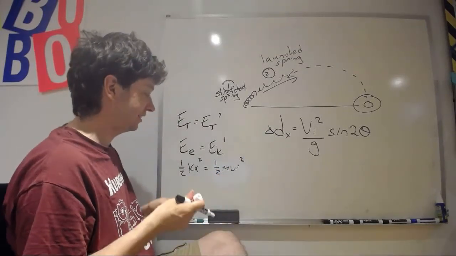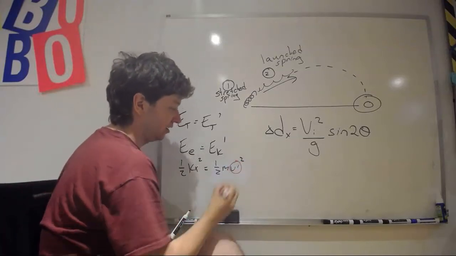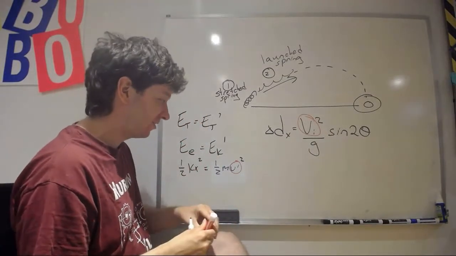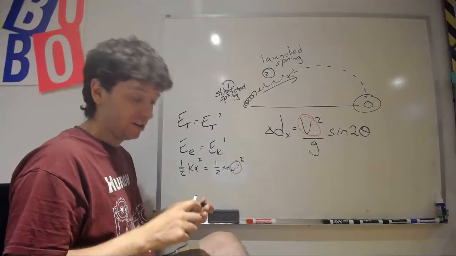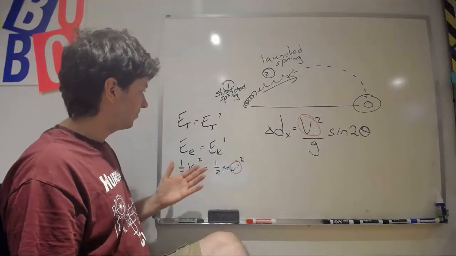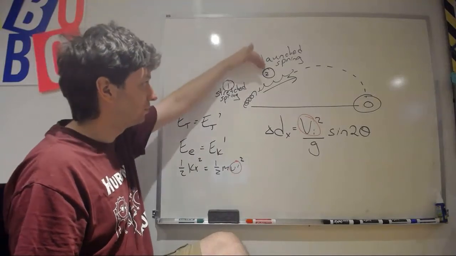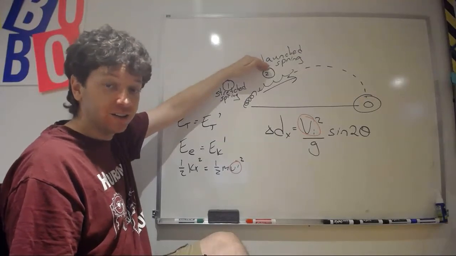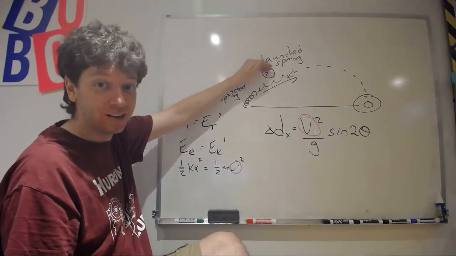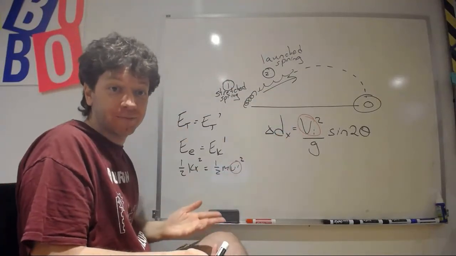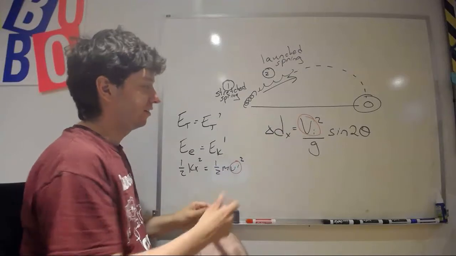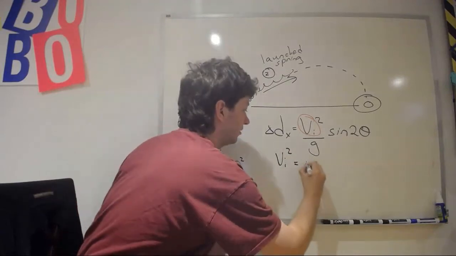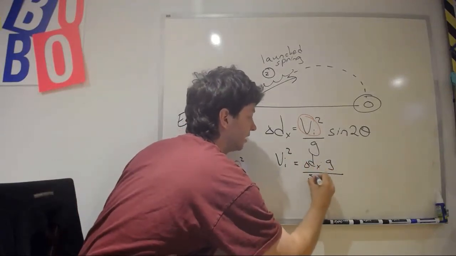Now the important thing to realize is that this final velocity in this equation is the same as the initial velocity in this equation. This is where a lot of students get confused. Like, how can vi be equal to v prime? Well, they're different situations. This v prime is between 1 and 2. It is the velocity at 2, and 2 is the instant the spring is launched. So in our projectile question, the instant the spring is launched, we call it vi. So they're the same. Instead of solving numbers for this one, we can just rearrange for vi squared, which equals delta dx times g over the sine of 2 theta.